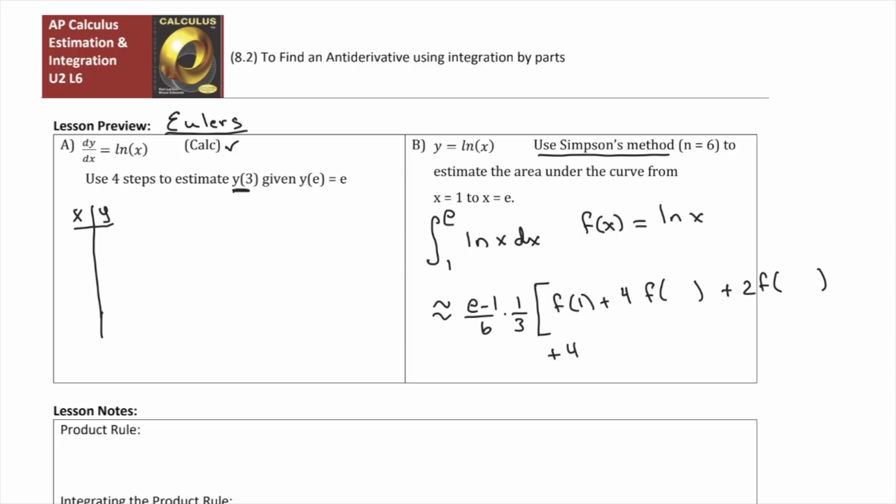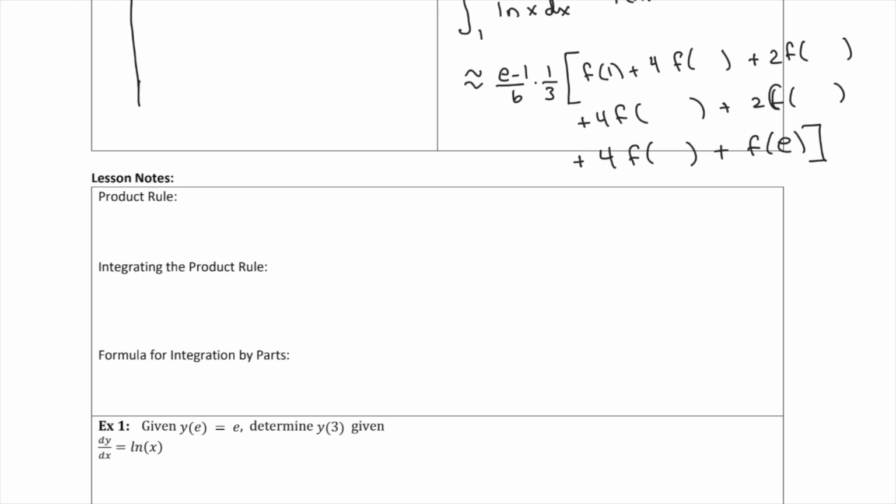Then you're going to continue following this pattern using 1, 4, 2, 4. Then we will have 2 again with f evaluated at our next value. And of course, our last one is 4 for our pattern, plus the last term, which will be f at e. So figure out those numbers and then move forward.